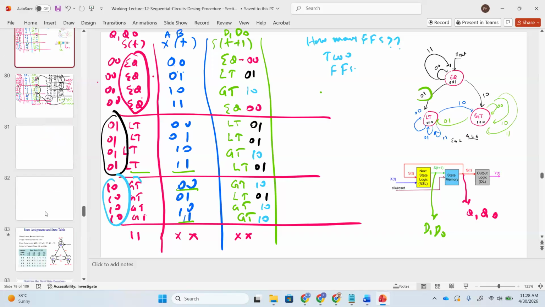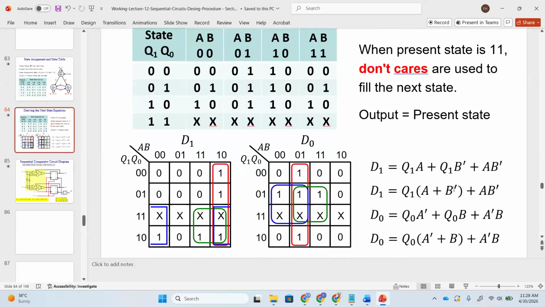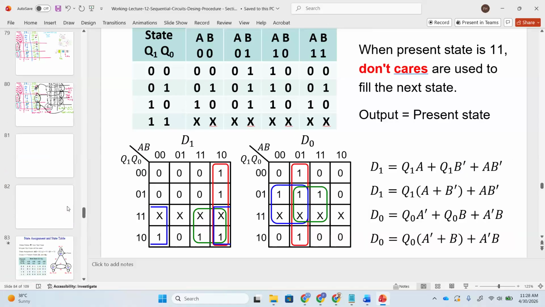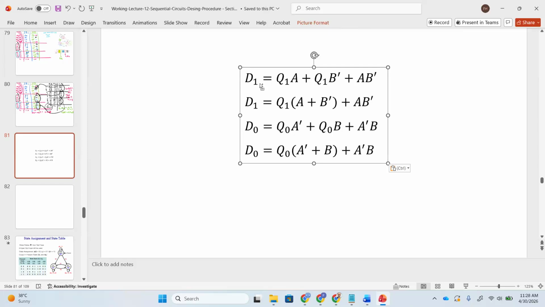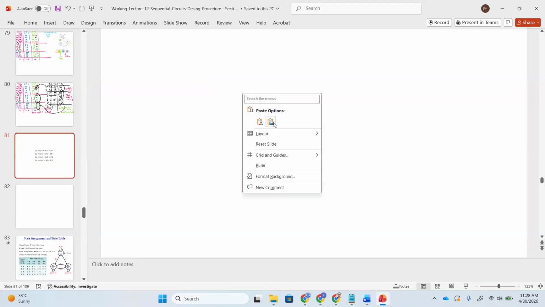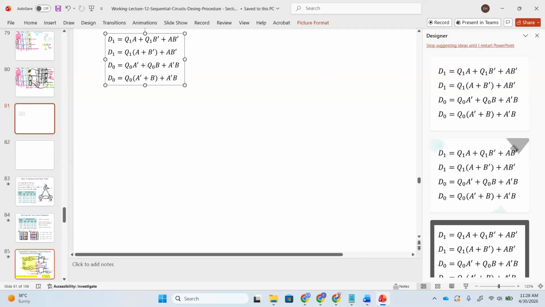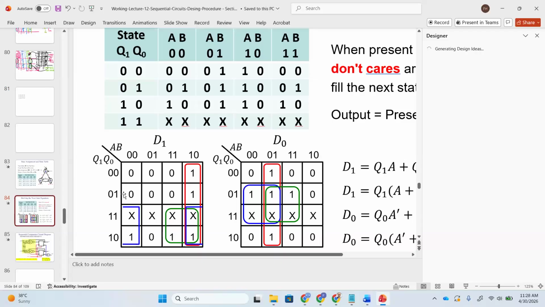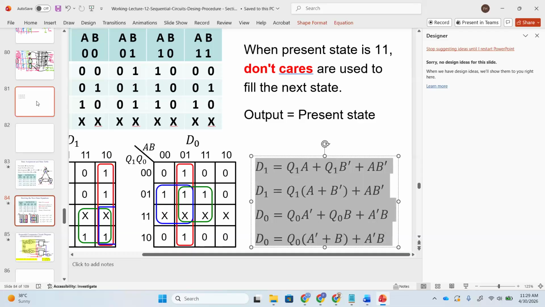So basically, then we draw the K-map. These are the K-maps, and based on the K-maps, we have this expression. Please remember this. Based on these K-maps, please do all these things. These are already done. So based on the K-map, this is the expression for D1 and D0. Clear or not clear? I'm not going to do that because you already know it.